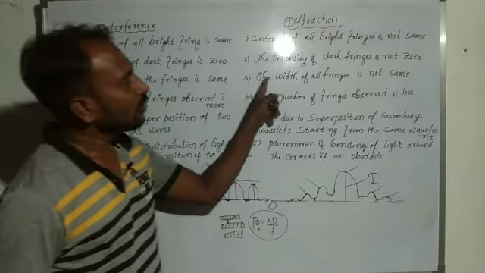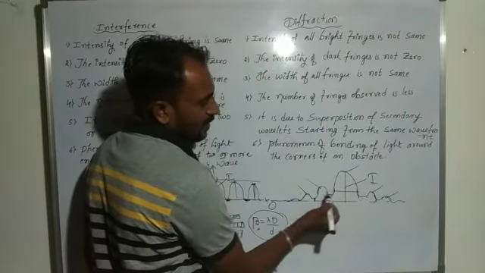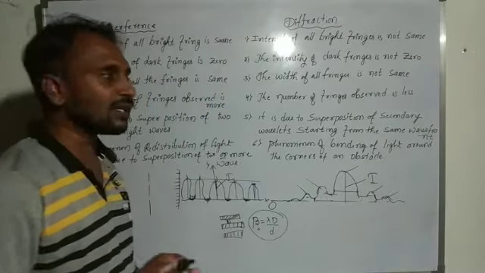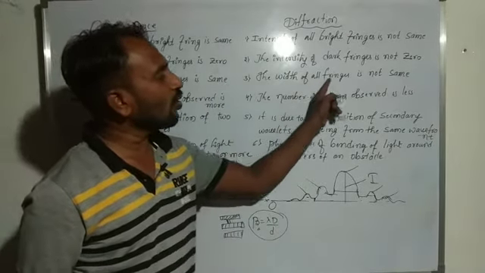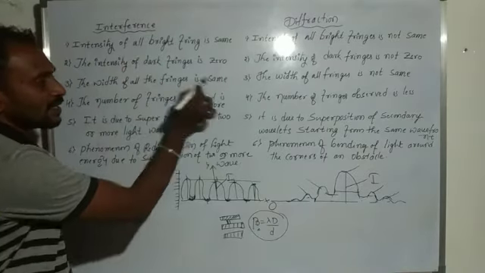But here, in diffraction, the width of all fringes is not the same. Why? Because the center has the maximum width, and then the width goes on decreasing. So for this reason, the width of all fringes is not the same in diffraction, but in interference the width of all fringes is the same.